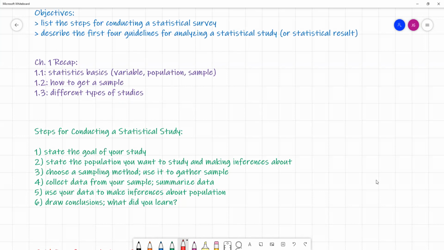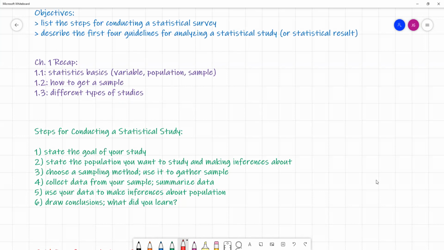So the first step is to state the goal of your study. What do you want to accomplish from the study? Second step is to state the population you want to study and make inferences about. So who or what, like what objects or which individuals do you want to study? Like what do you want to kind of come to a conclusion about?